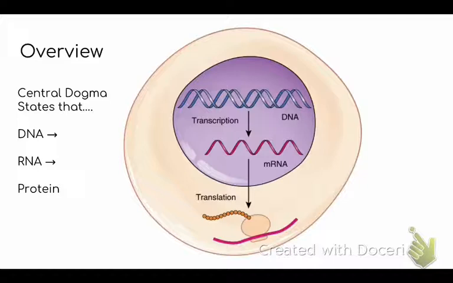So overall, we say the central dogma, or the central concept of how protein synthesis works, is that it goes from DNA to RNA to protein. That's how the flow of information goes.